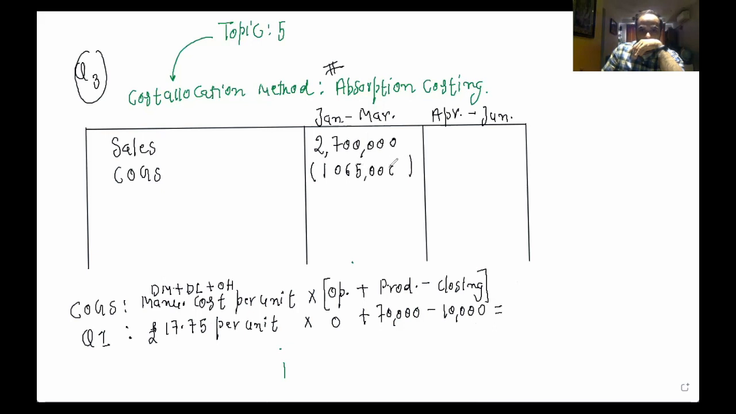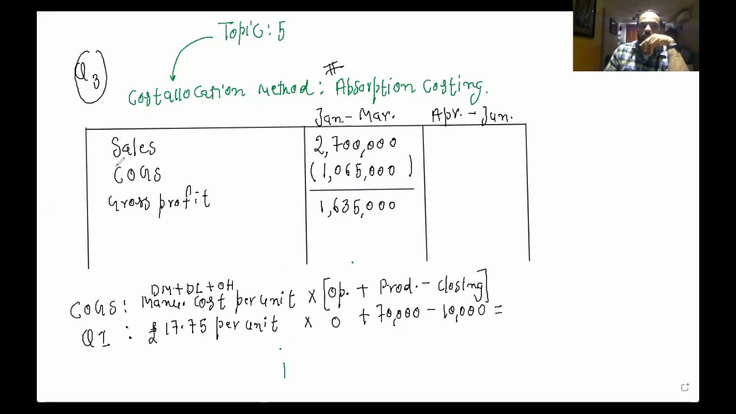1,065,000. That's right. So this is your cost of goods sold. So how much is your gross profit now? Gross profit is 1,635,000. Right? That's your gross profit.